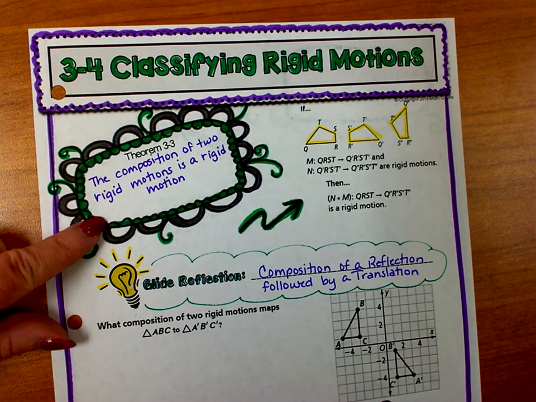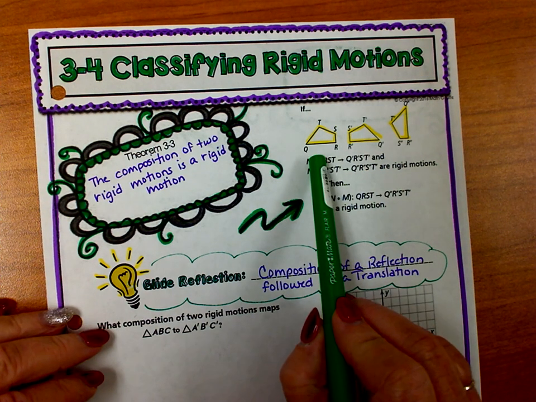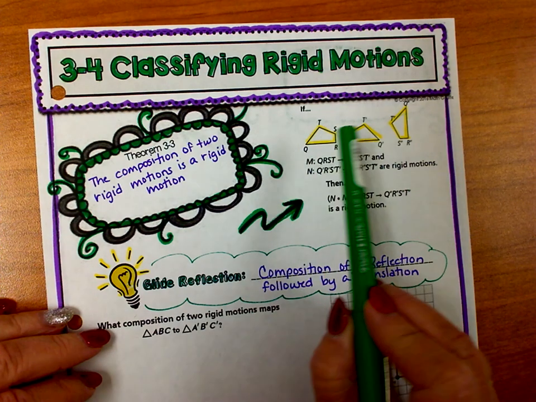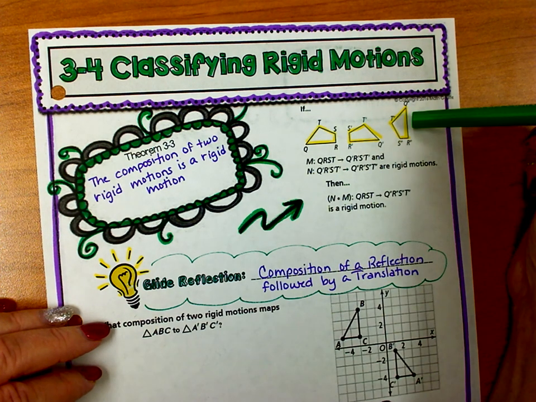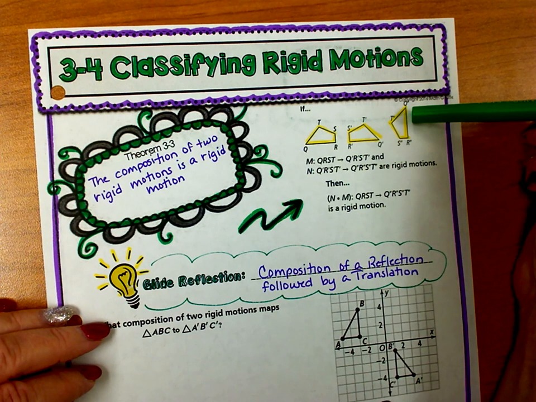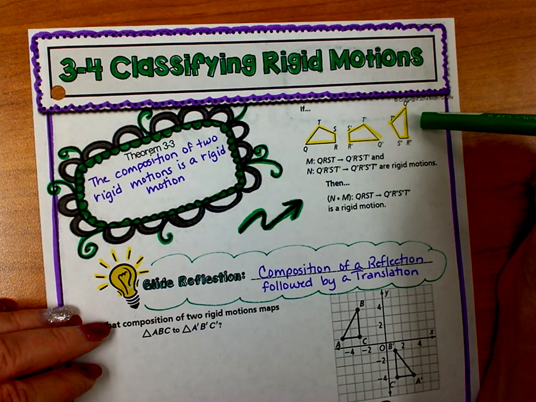Theorem 3.3 says the composition of 2 rigid motions is a rigid motion. So if we look at QRST, reflected over, and then rotated up, you can see that it's the same size, same angle measures, same side lengths as what we started with. That means that it's a rigid motion, and another name for that would be isometry.